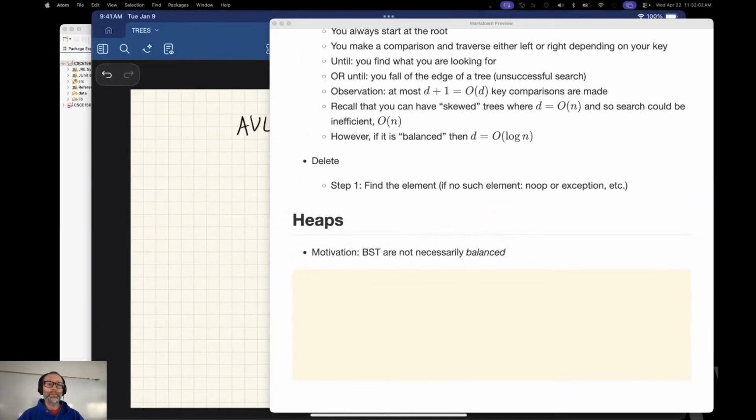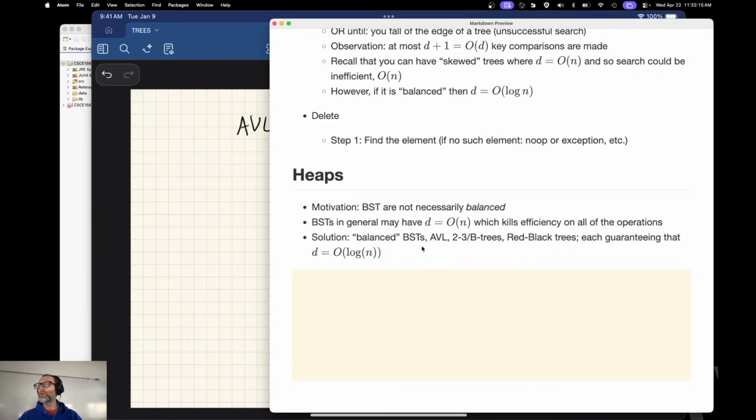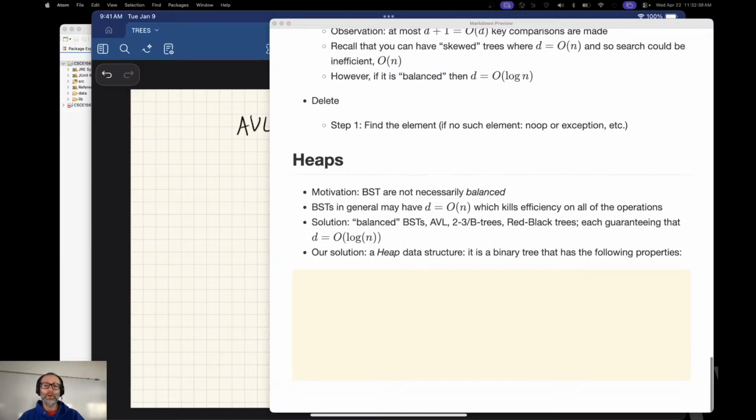Heaps are a little bit different, right? Again, binary search trees in general might be order n for their depth, which kills your efficiency on everything. But again, you can have balanced binary search trees. AVL trees are one, but there's also 2-3 trees, or generally what are called B trees. Those are used in a lot of database systems. There's red-black trees, et cetera, et cetera. There's at least 24 different balanced binary search trees, and they all guarantee that the depth is going to be logarithmic. So you can do that. But our solution for the rest of the time in this course is going to be a heap data structure.